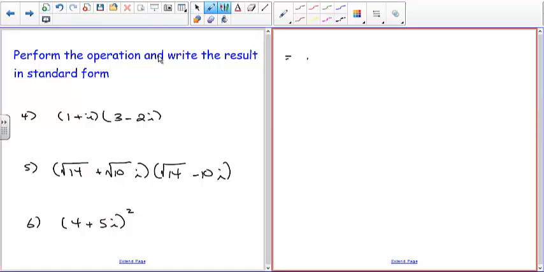So you're going to do first, which is square root of 14 times the square root of 14. The outer is going to be the square root of 14 times negative 10i. The third part is going to be the square root of 10i.